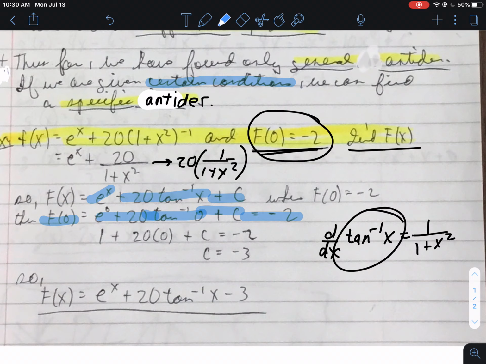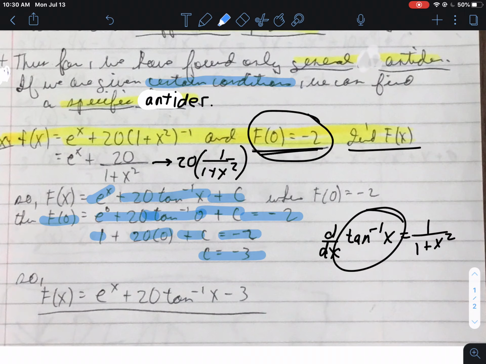Right, so once you find your general antiderivative, you plug in your given x value, set it equal to the given function value. And now I have the only unknown there as c, so I can solve that equation for c. So e to the 0, any non-zero number to the 0 power is 1. Inverse tangent of 0 turns out to be 0. You can always plug that into your calculator if you don't recognize or know that. Plus c equals negative 2, and so I'm just solving that for c. So 20 times 0 is 0, so c then would be negative 2 minus 1, or negative 3.